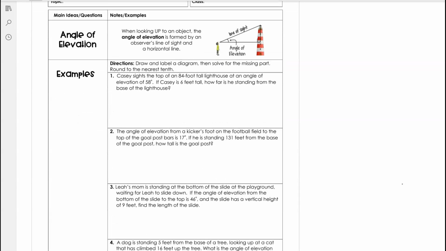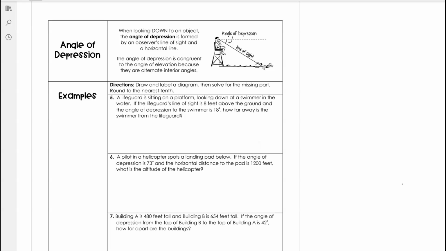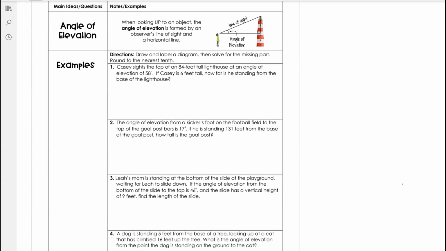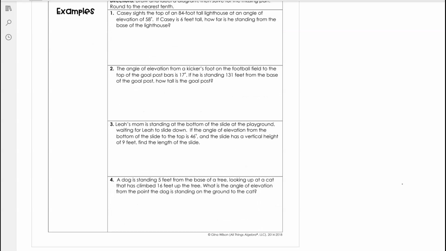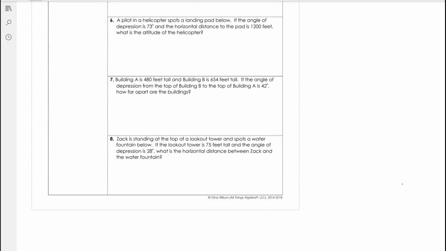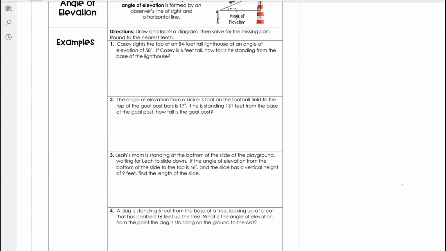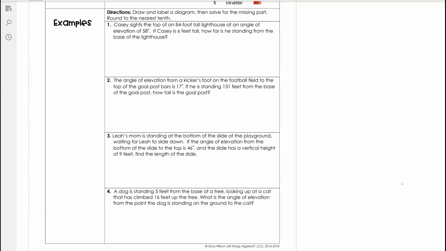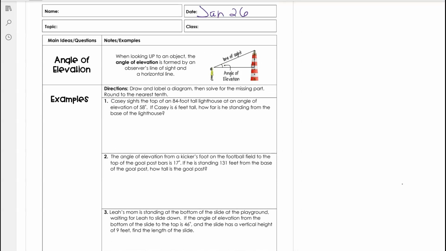This is angles of elevation, and then if I scroll down, you can see it's angles of depression. I will go through these 8 examples here on the front and the back. Well, your paper, it'll be a front and back. To start with, we'll talk about an angle of elevation. You should have already watched the YouTube video. It does an excellent job describing and explaining what an angle of elevation is, as well as what an angle of depression is.